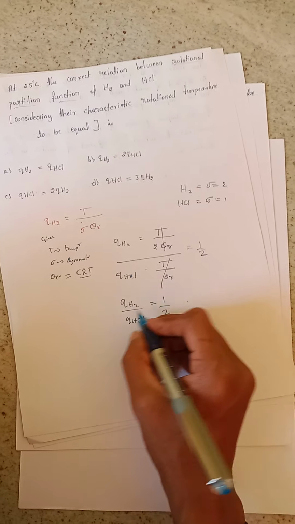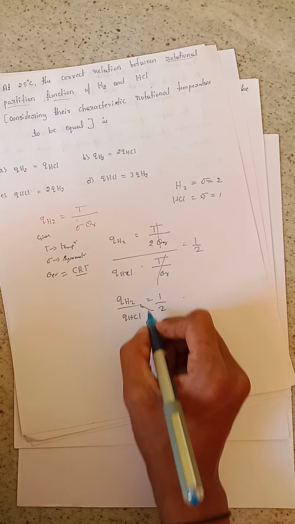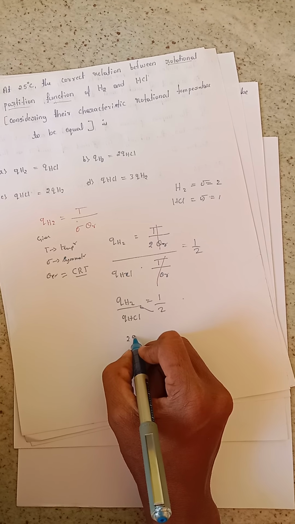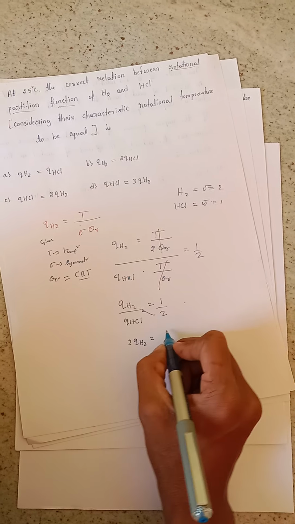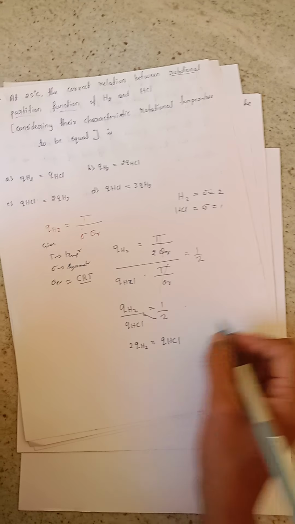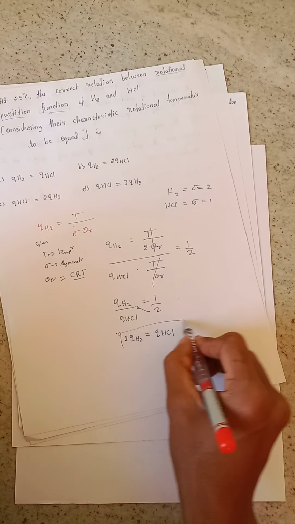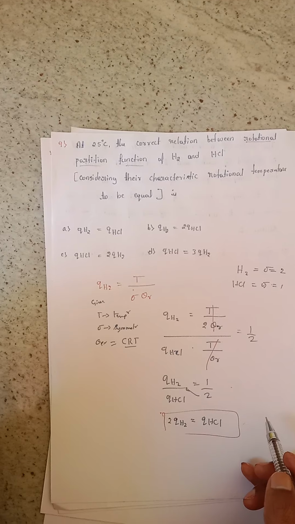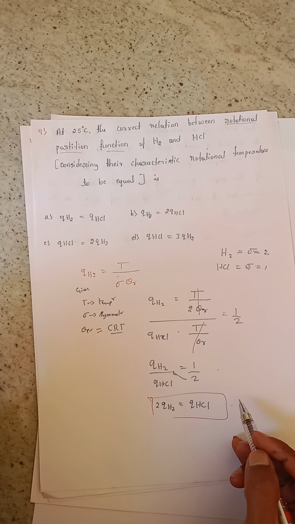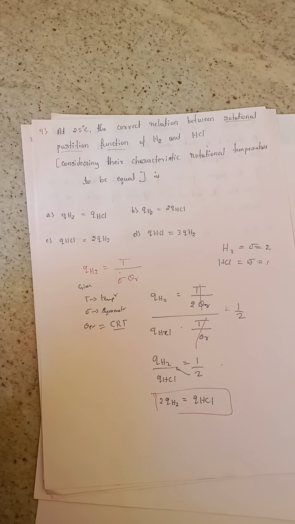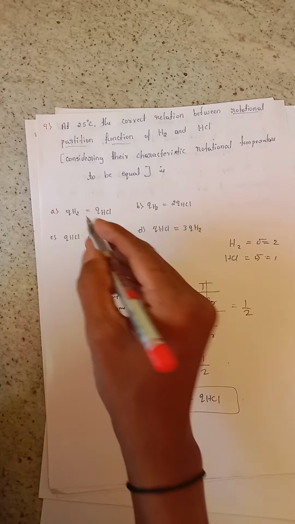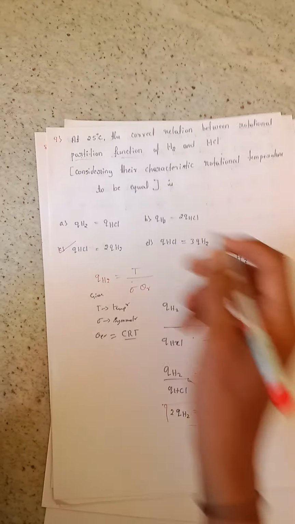Now we should do cross multiplication. 2 will come to this side. 2 QH2 is equal to QHCl is the correct answer. It is option C. Okay.